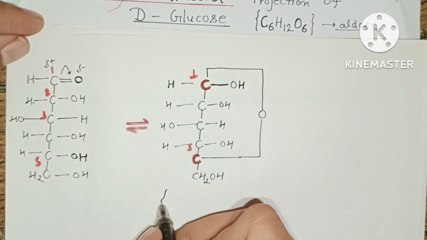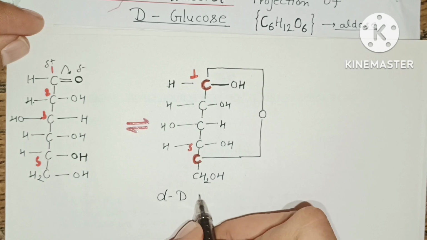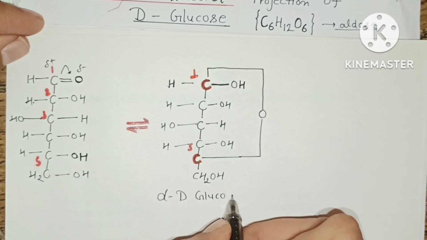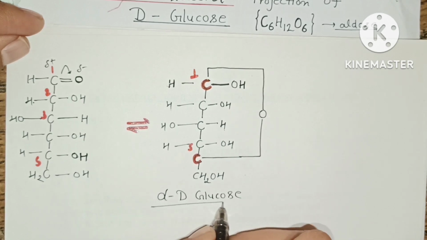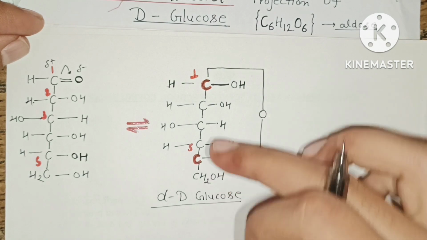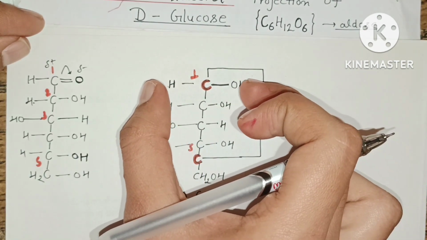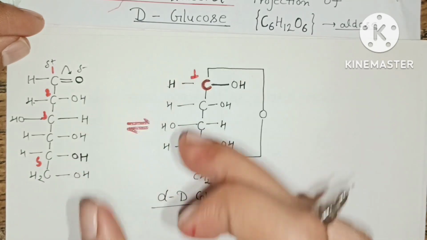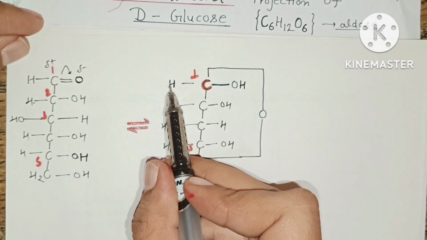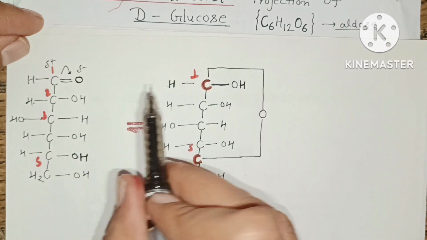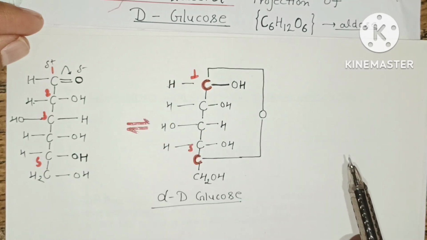See, the hydrogen of the first carbon, I repeat, the hydrogen of the first carbon is at left. You will call it alpha D glucose. What will we do for the beta D glucose? The entire structure will remain the same. The difference is that the bonds of the first carbon will be interchanged. Like this OH will be over here at the left and the H will be at the right to form beta D glucose. See how?